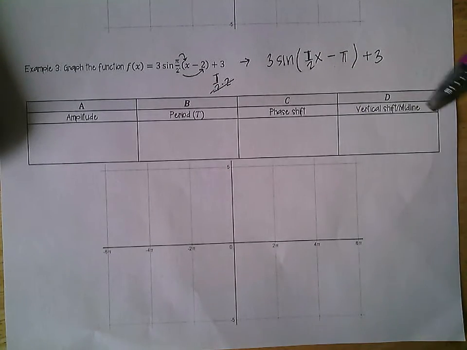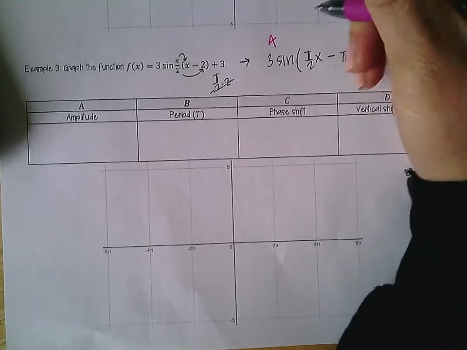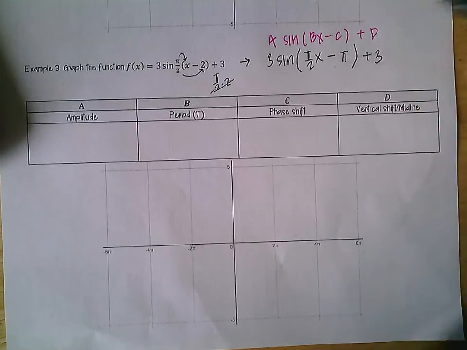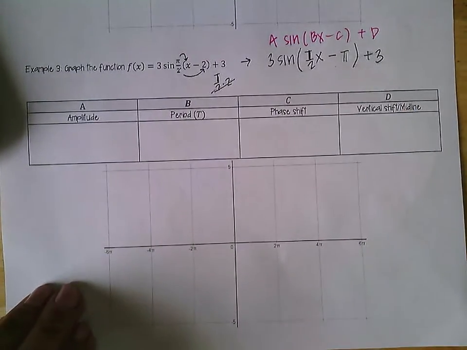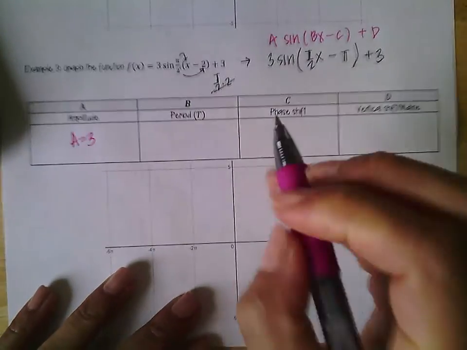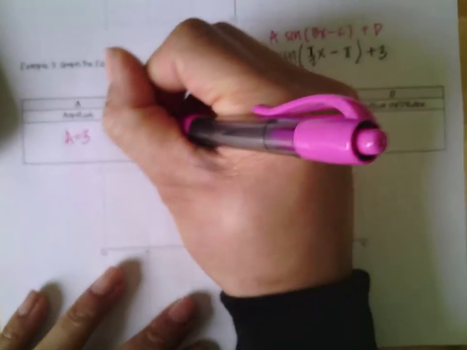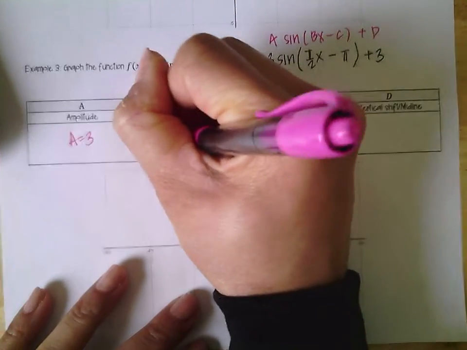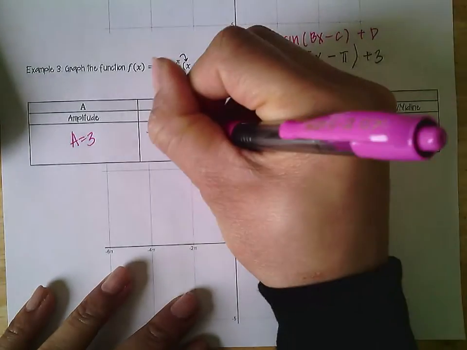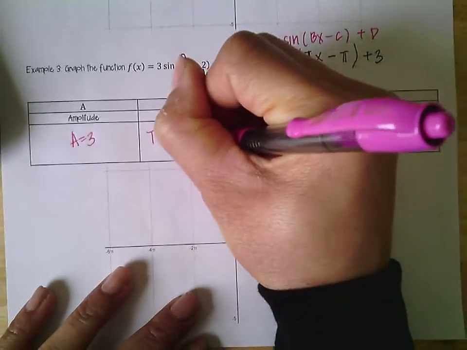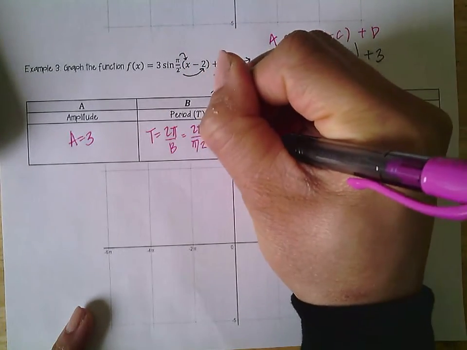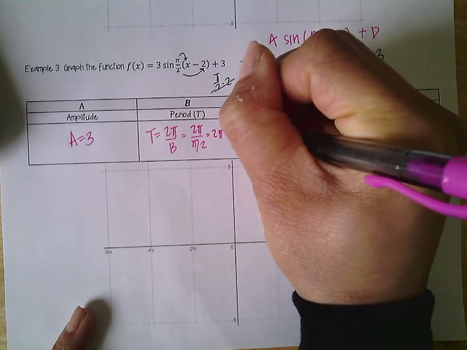Right above it, I'm going to go ahead and write down a sine bx minus c plus d. So here our a value, or our amplitude, is 3. To find the period, it's T equals 2 pi over b. If you look here, our b value is in front of this x, which is pi over 2. That looks kind of funky, so I'm going to go ahead and rewrite this as 2 pi divided by pi over 2.